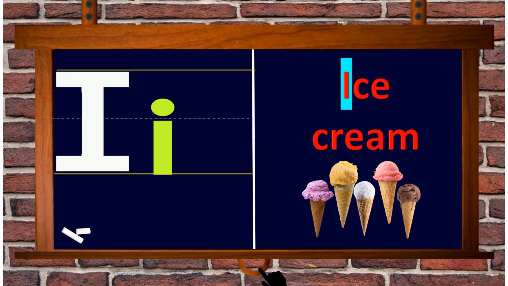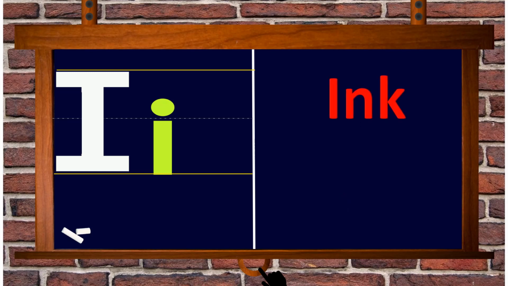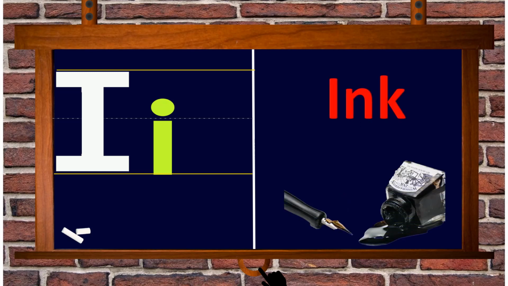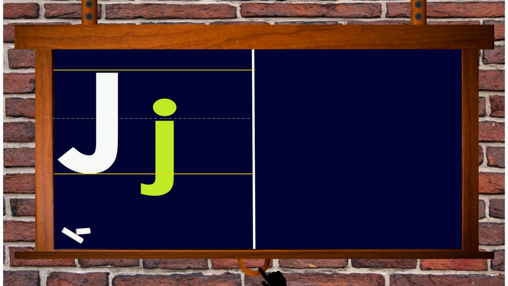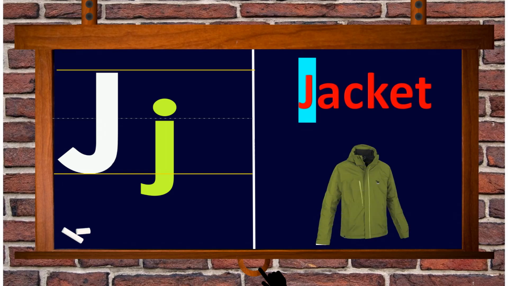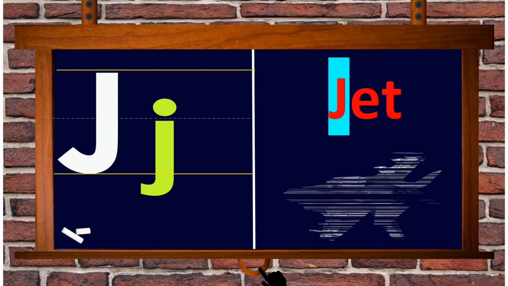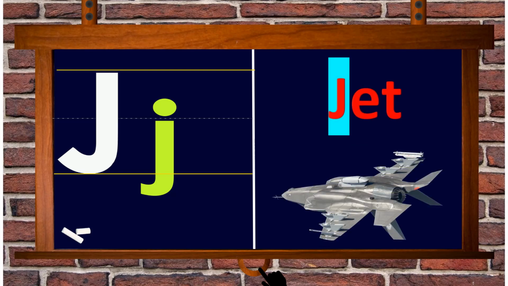I for ice cream. I for ink. J for jacket. J for jet.